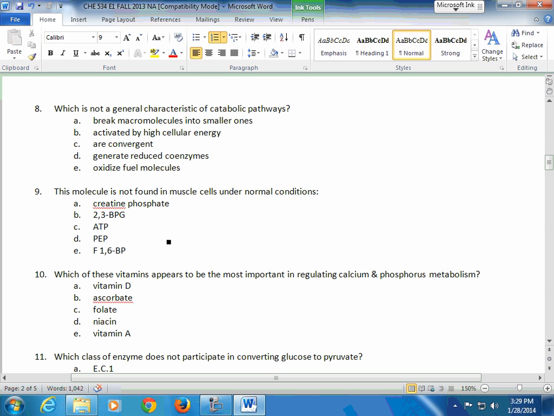Which of these is not characteristic of catabolic pathways? They are not activated by high cellular energy. High cellular energy is talking about high levels of ATP, and catabolic pathways, or your breakdown pathways, are going to be inhibited by ATP. That's in your catabolic anabolic review slides, the last 2 slides of Unit 1.